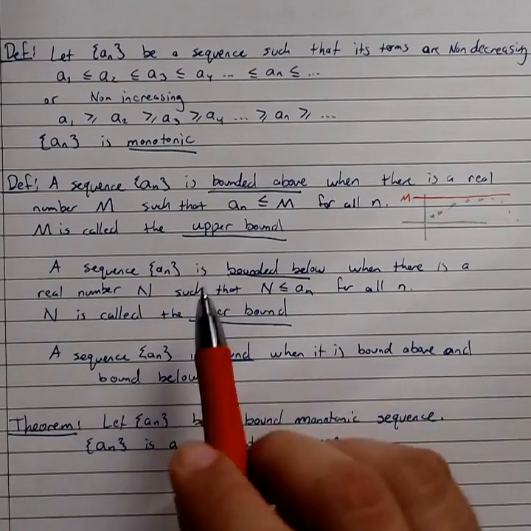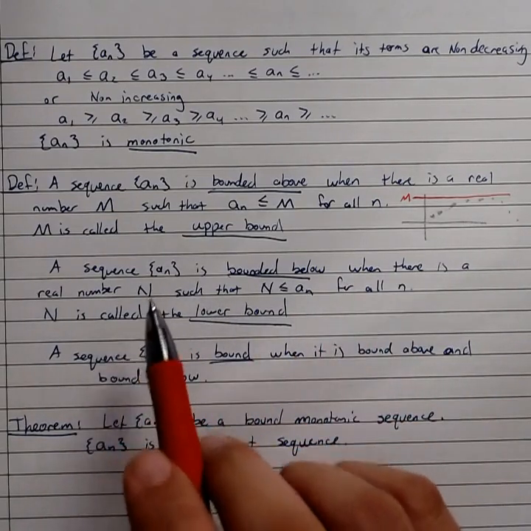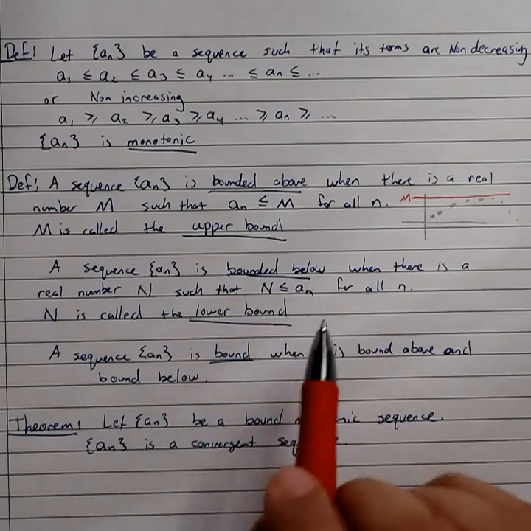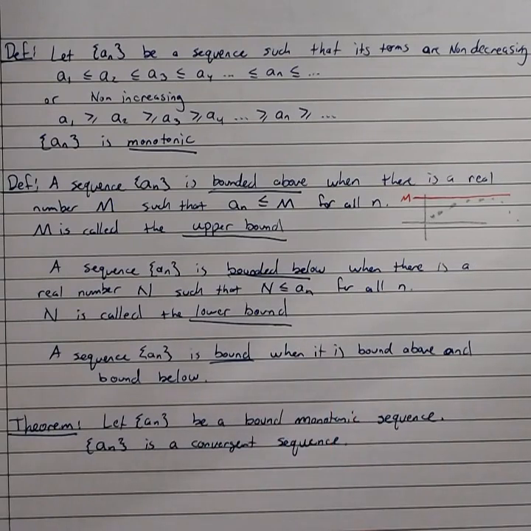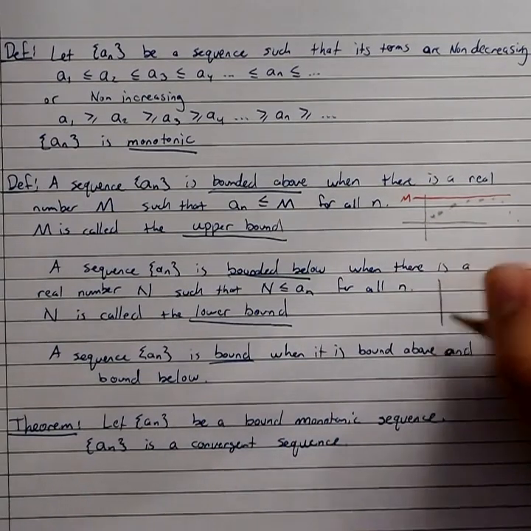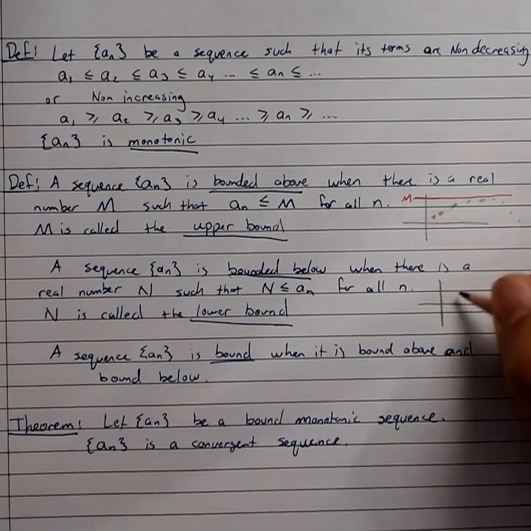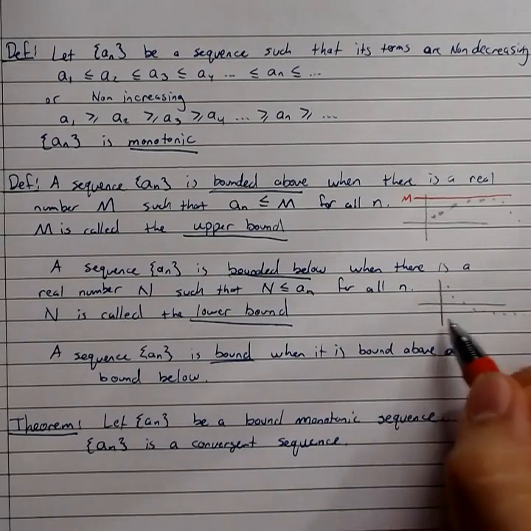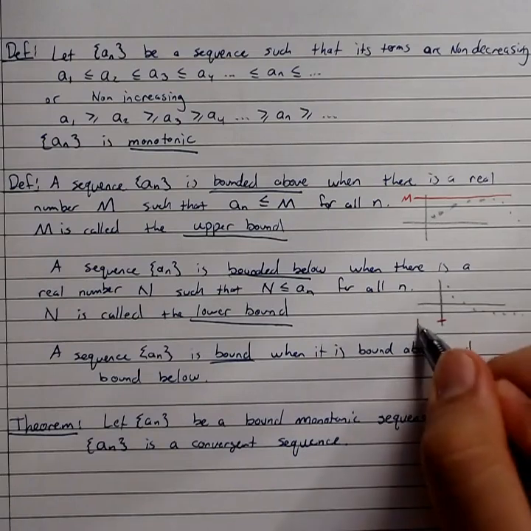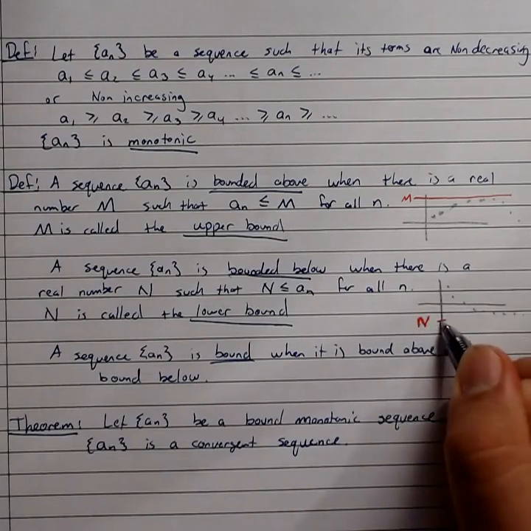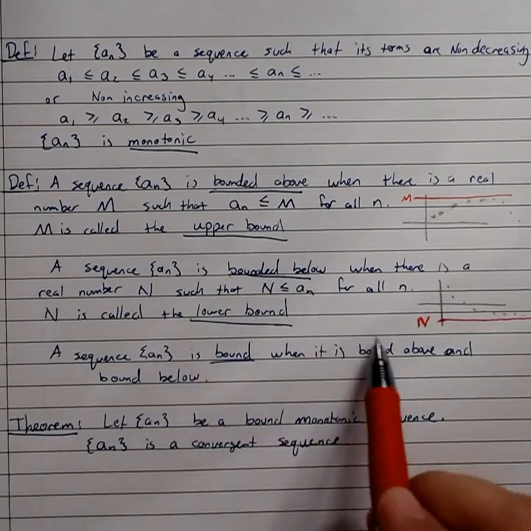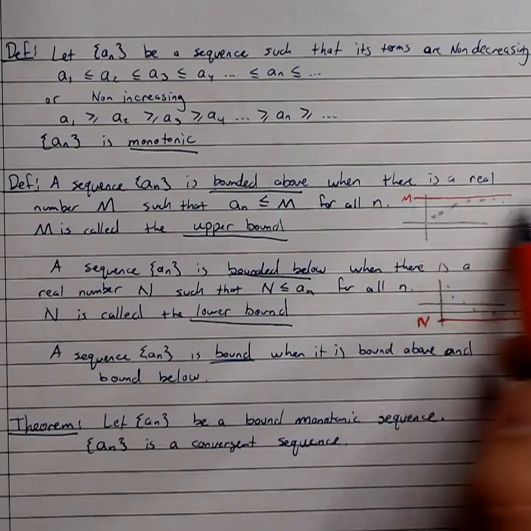A sequence is said to be bounded below when there is a real number n such that n is less than A sub n for all real n. So here, it's the exact same illustration, but upside down. When we say something is bounded below, we mean the points of your sequence might go down or they might go up, but there is some number which gives you a horizontal line on your graph. We call that number n, such that your graph never gets below that. So that's called a lower bound. Bounded below means it has a lower bound. Bounded above means it has an upper bound.